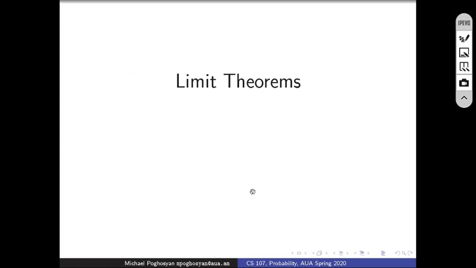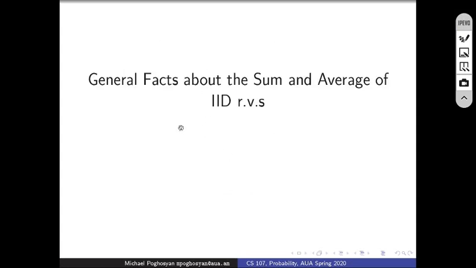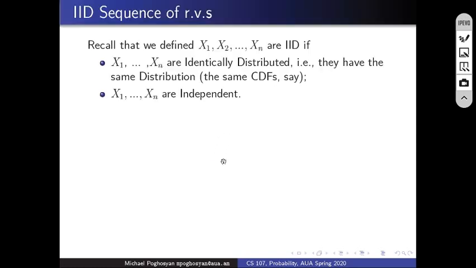So, this much about Markov and Chebyshev inequalities. Let's talk about limit theorems. Before talking about limit theorems, let's talk about the sum and average of IID random variables, because our limit theorems will concern the sum of IID random variables or the average of IID random variables.